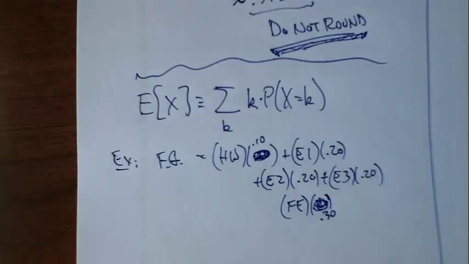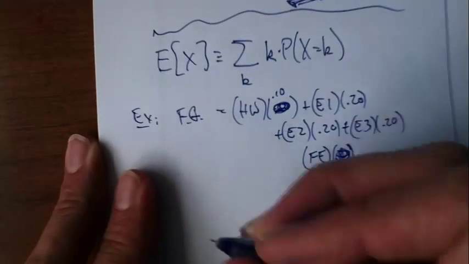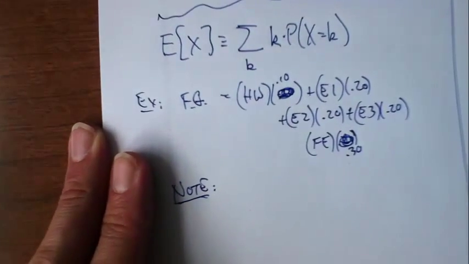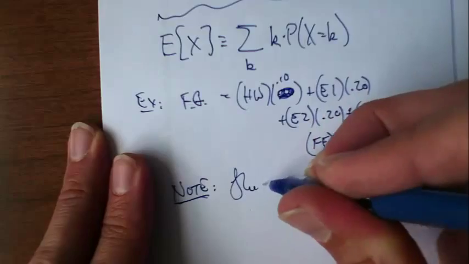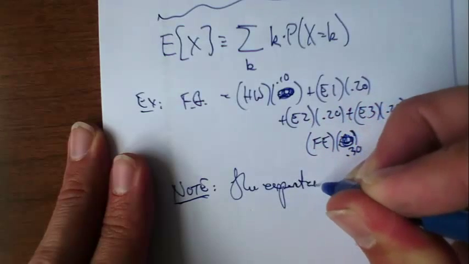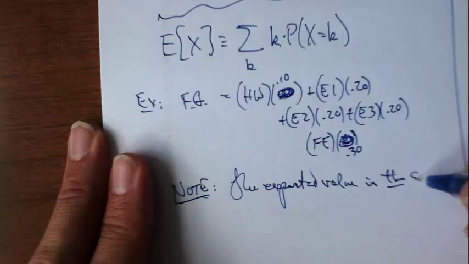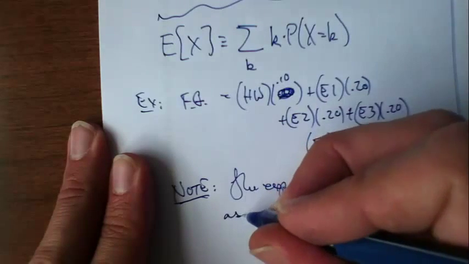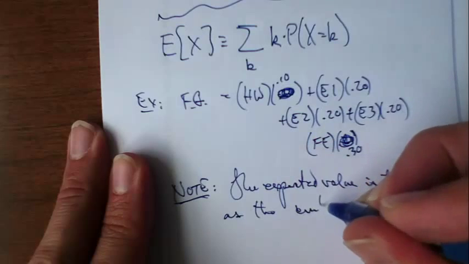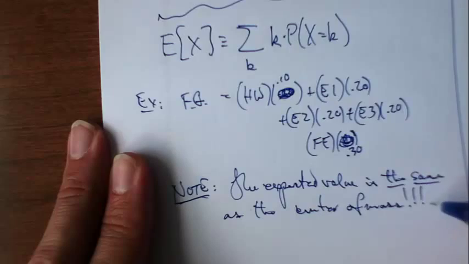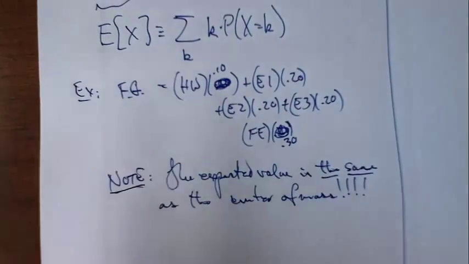You should note, and this is important, that the expected value is the same as the center of mass. That is, the formula for the expected value, or for the mean of a distribution, is exactly the same calculation as you make for center of mass.